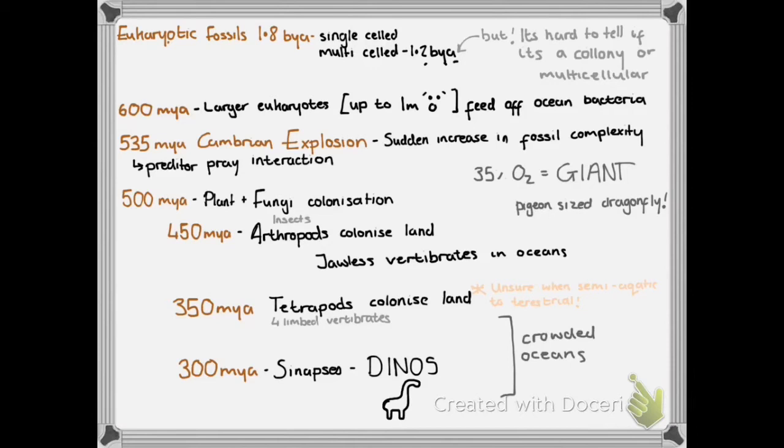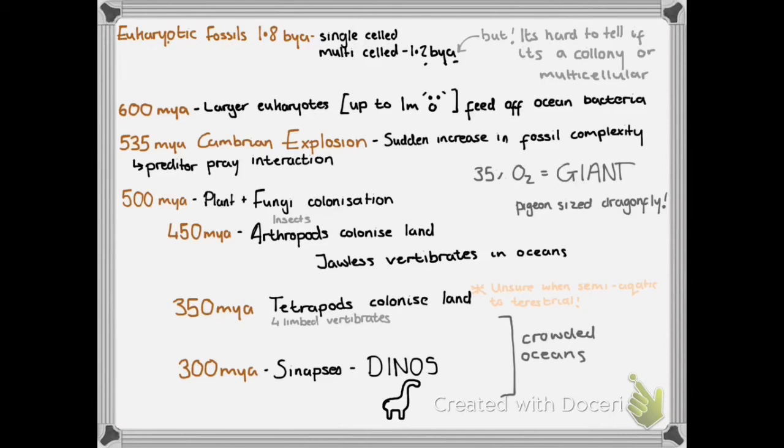50 million years after this, we see the colonization of land by arthropods, which are insects. And you'll probably have seen in most dinosaur documentaries that giant dragonfly that's flying about. And this is actually sort of true. Your insects would have been really, really big at this time because the oxygen percentage in the atmosphere was around 35%. So you'd get giant insects, which would be very creepy to see, in my opinion. And we also have evidence of jawless vertebrates in the oceans.